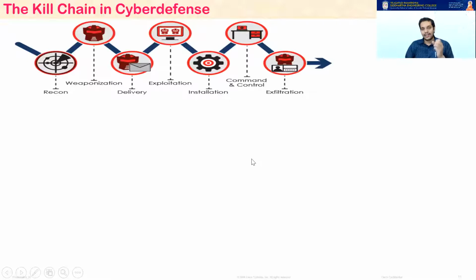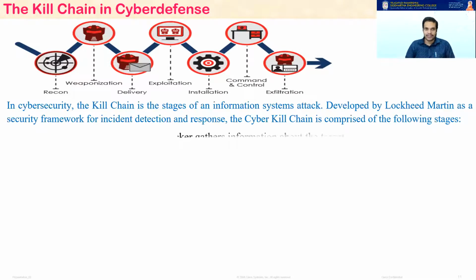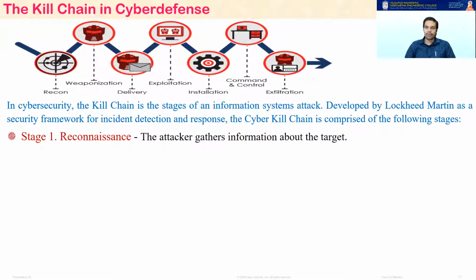Okay. And this is the most important part. This is called the kill chain. What are the different steps in cyber defense? In order for any network administrator to perform network defense, they should be able to understand what this kill chain is. What are the steps that are usually followed?